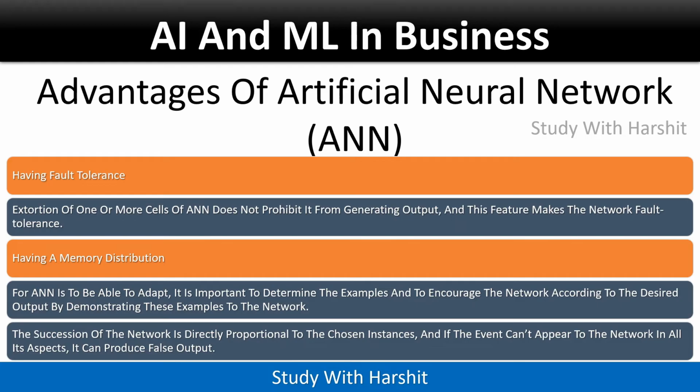Having a memory distribution. For an ANN to be able to adapt, it is important to determine the examples and to teach the network according to the desired outcome by demonstrating these examples to the network. The success of the network is directly proportional to the chosen instances, and if the event cannot appear to the network in all its aspects, it can produce false outcomes.